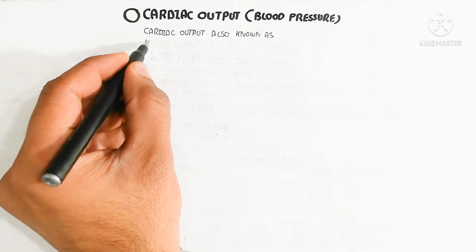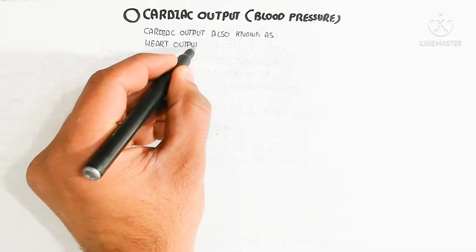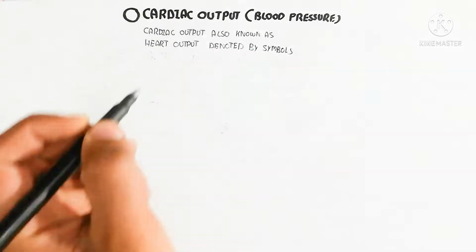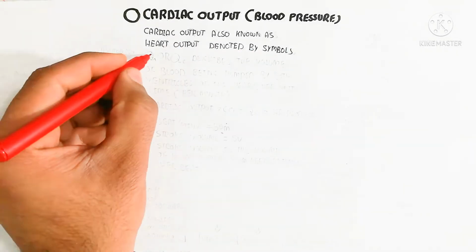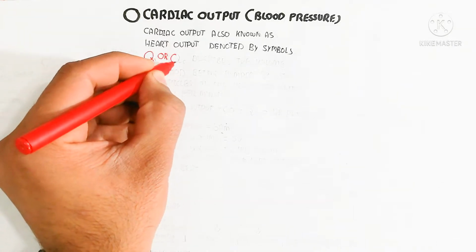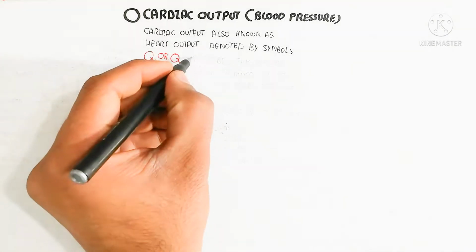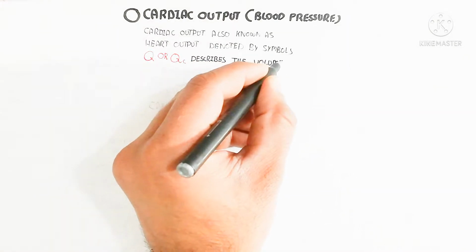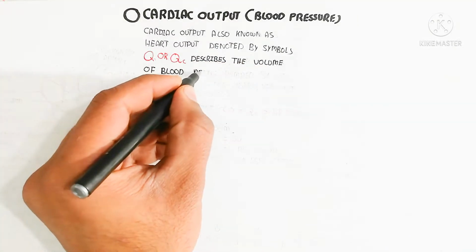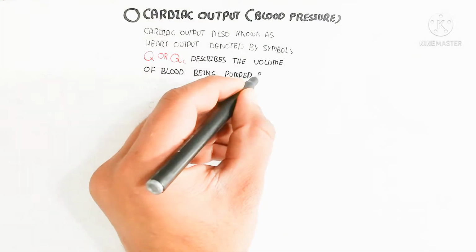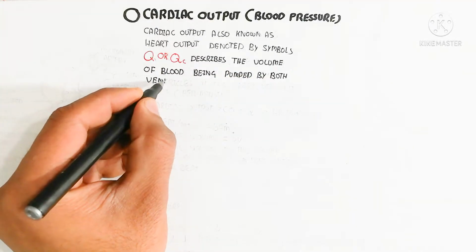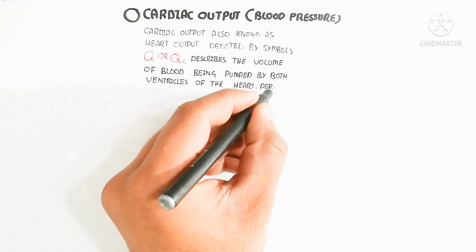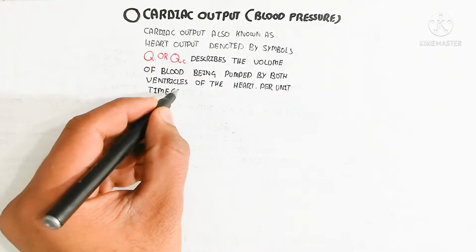On the other hand, the cardiac output, also known as heart output and denoted by the symbol Q, or QC, describes the volume of blood being pumped by both ventricles of the heart per unit time. So per unit time we can say is within the range of per minute, and we can measure that per minute.